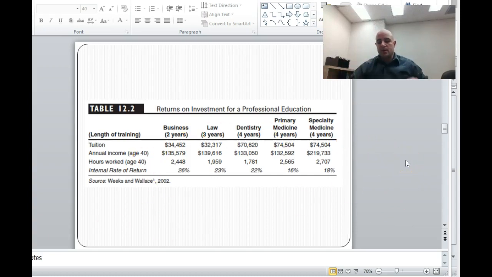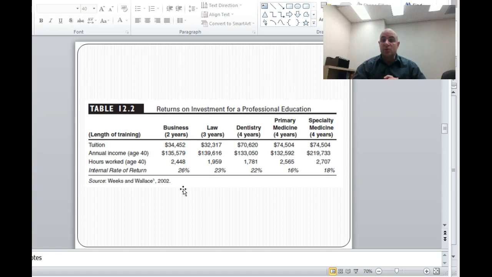So the return on investment that's needed, that internal rate of return, is much lower for medicine than for some other graduate degrees. Remember, the internal rate of return is what you need to collect in order to break even. So with medicine, you only need to collect either a 16 or 18% return on that investment in order to break even.